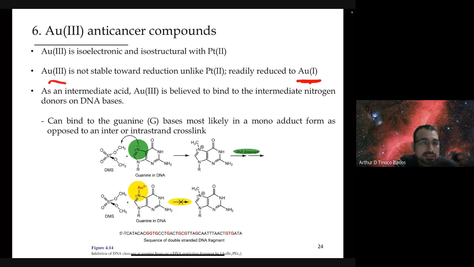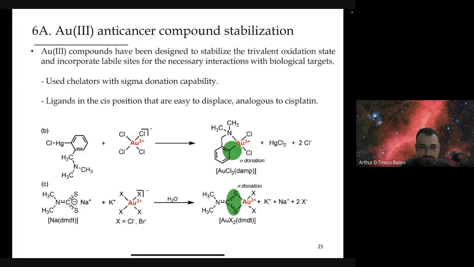As an intermediate acid, gold 3 is believed to bind to the intermediate nitrogen donor groups of the DNA bases, so it does have that capability. And it's been observed that it can bind to the guanine bases, most likely in a monofunctional form, okay, as opposed to an inter- or intrastrand crosslink. So in other words, gold 3 can potentially act like platinum 2 in terms of being able to metallate the guanine bases of DNA. Right, so there is that capability. And so what people have tried to do is, to an extent, exploit that similarity with cisplatin.